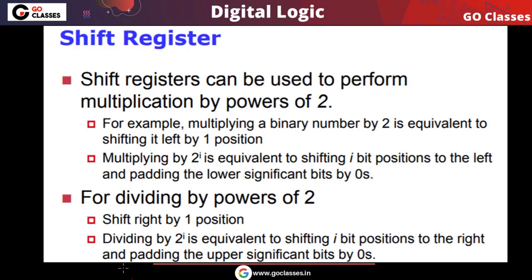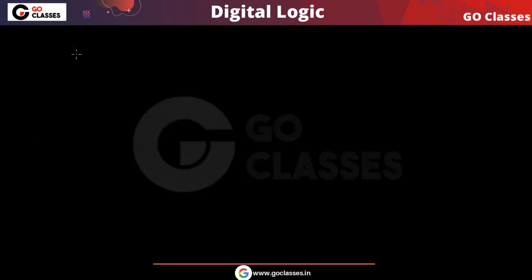What is another application? The second application is multiplying by 2 power i and dividing by 2 power i. So this is another application. If you want to multiply with 2, let us assume you have this data. Assume that you have 1 0 1. So what is this? This is 5, correct? You already know this is 5.